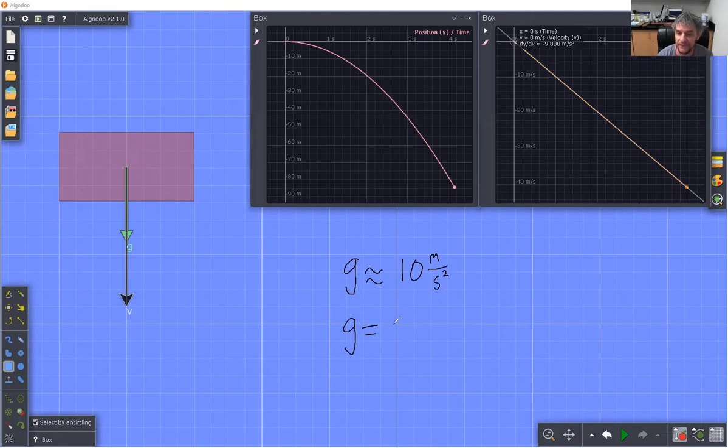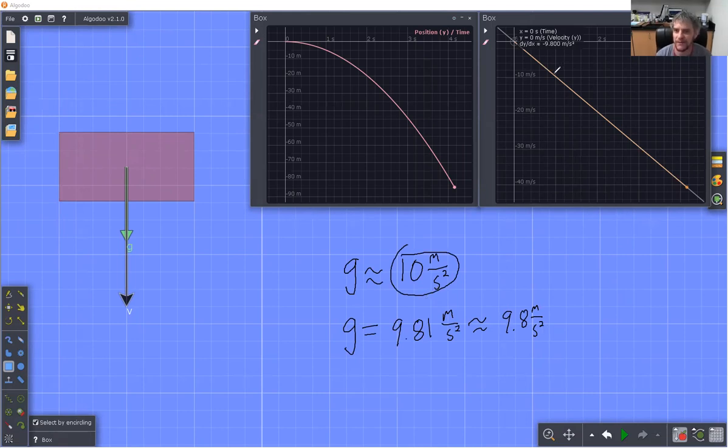Accurate to 3 significant figures, the acceleration due to gravity is actually about 9.81 meters per second squared. And even if we're doing the more accurate value, we usually just round that to 9.8 meters per second squared. For most cases, that's a good enough approximation. So what this means is that the object's speed increases by about 10 meters per second every second.